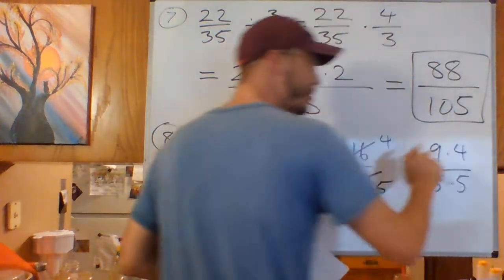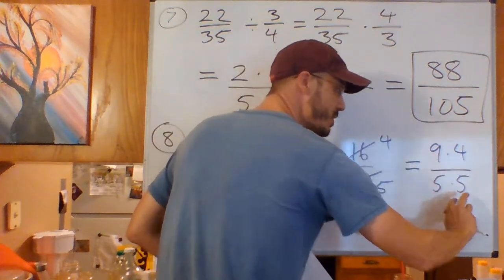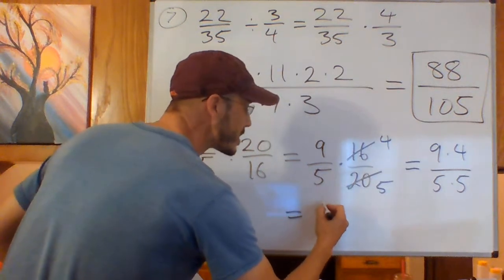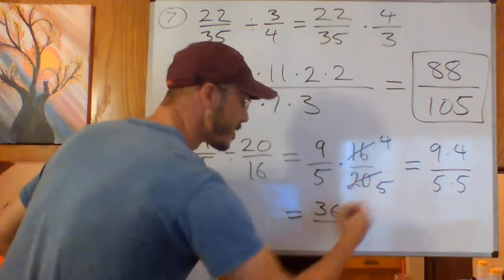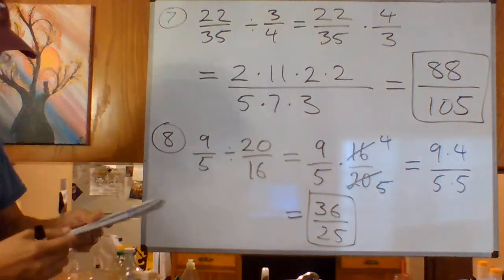And there's no common factors. These are only divisible by 2 or 3. And these are only divisible by 5. So that's going to be 9 times 4 is 36. 5 times 5 is 25. And that's our quotient.